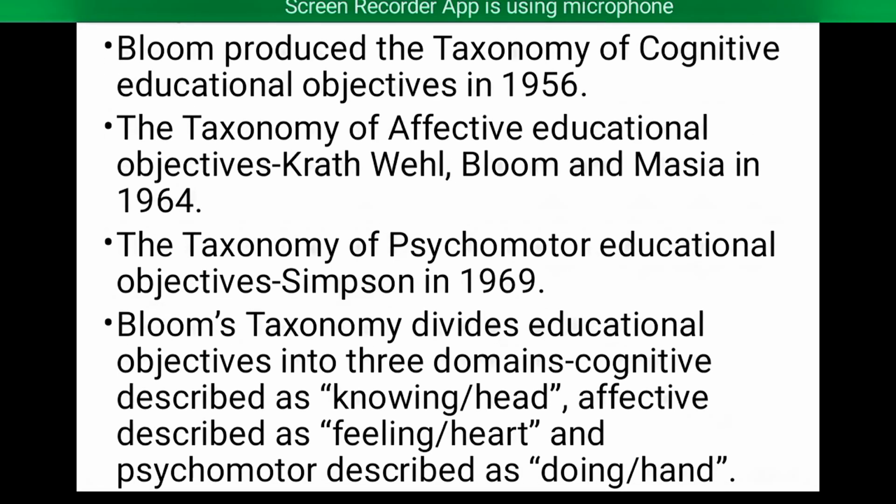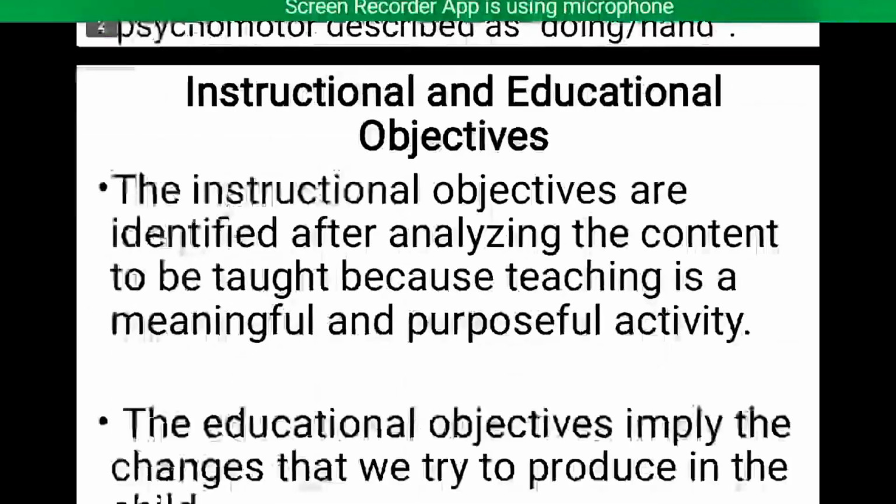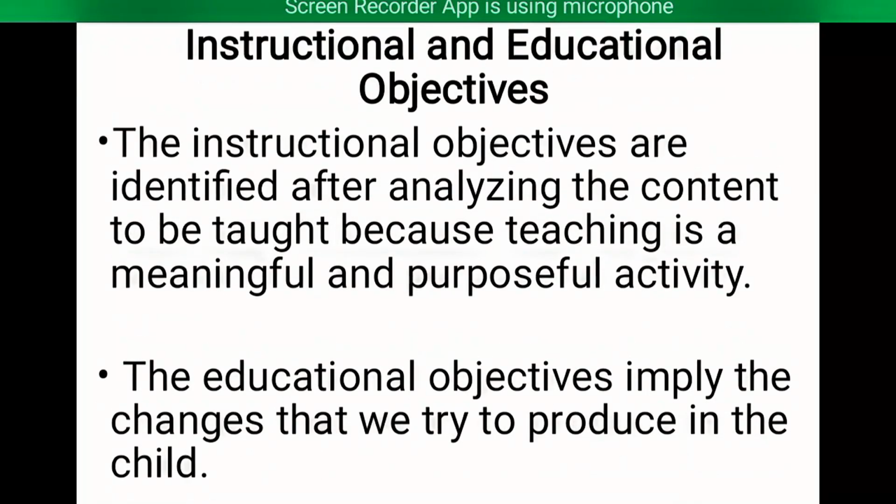Bloom's taxonomy divides educational objectives into three domains: cognitive, described as knowing, head; affective, described as feeling, heart; and psychomotor, described as doing, hand. Instructional and educational objectives. The instructional objectives are identified after analyzing the content to be taught, because teaching is a meaningful and purposeful activity. The educational objectives imply the changes that we try to produce in the child.